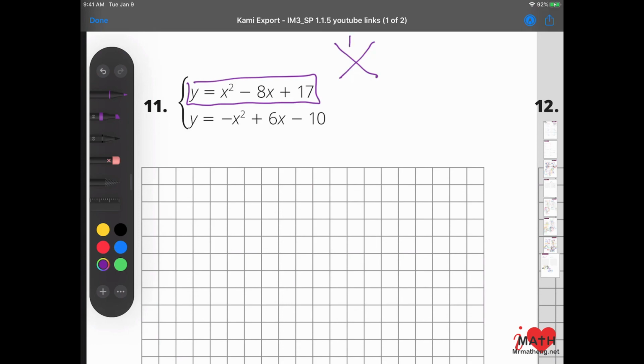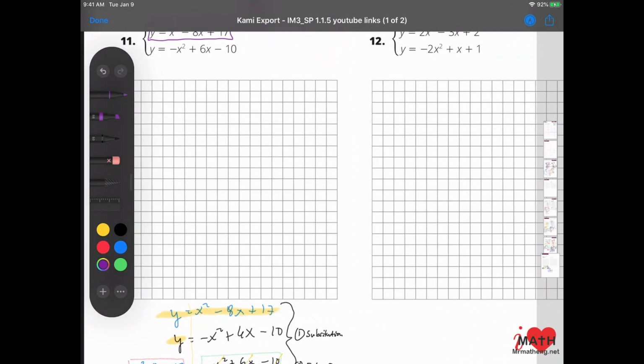A times c is 17, and I have negative 8. Two numbers that multiply to be 17. There's just 1 and 17, so this is not factorable. Okay, so it's not going to be a fun one to graph, but let's do it.